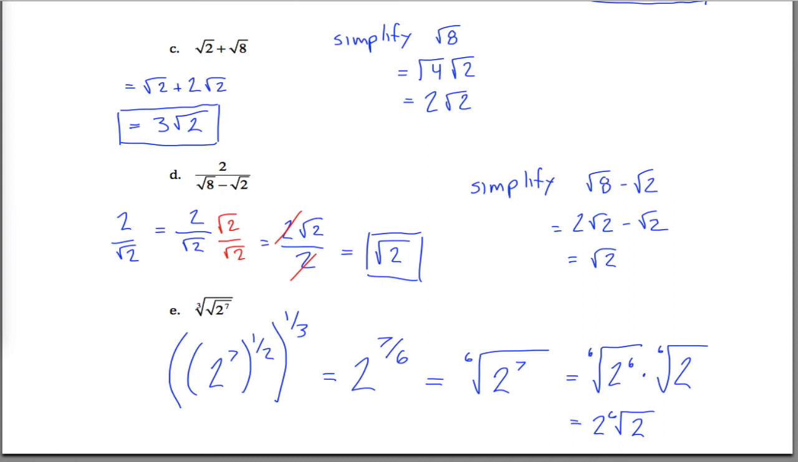So I would say that your answer in radical form should look like this guy. And your answer in exponent form, this will work. This is one way to write it. You could also say it's 2 times 2 to the 1/6 to make it match up more with this. But I think those two are good just the way they're written. So I would leave it just like that and say that's the end of the quiz.